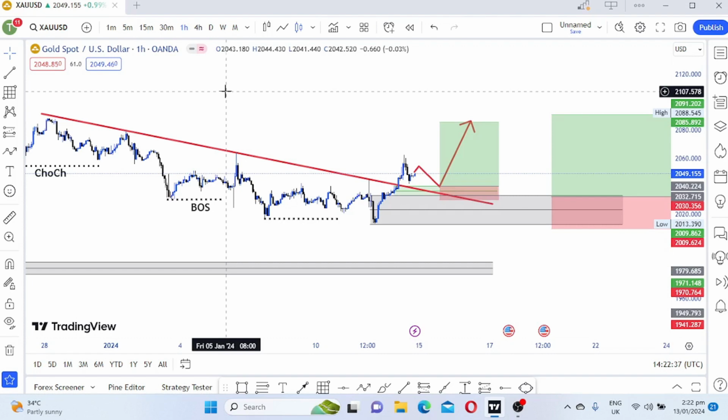Now let's look at Nasdaq. Looking at Nasdaq, as you can see, we are in a downtrend. Why am I saying so? Because we have a change of character here. This is our change of character, which shows that the bears, or the sellers, are in the market now.